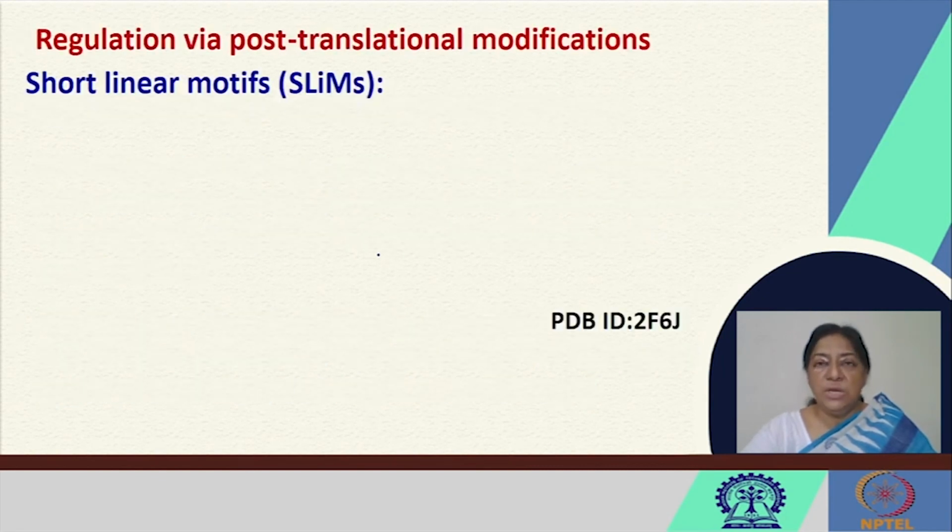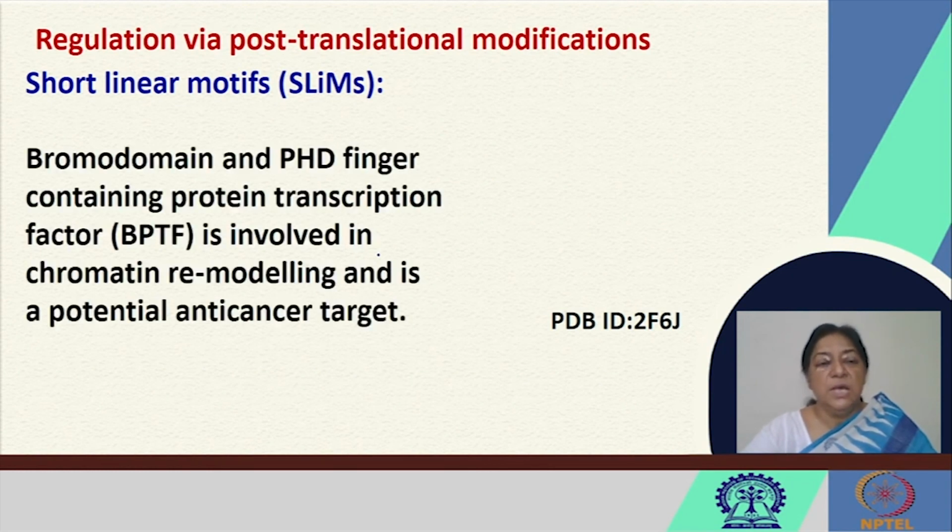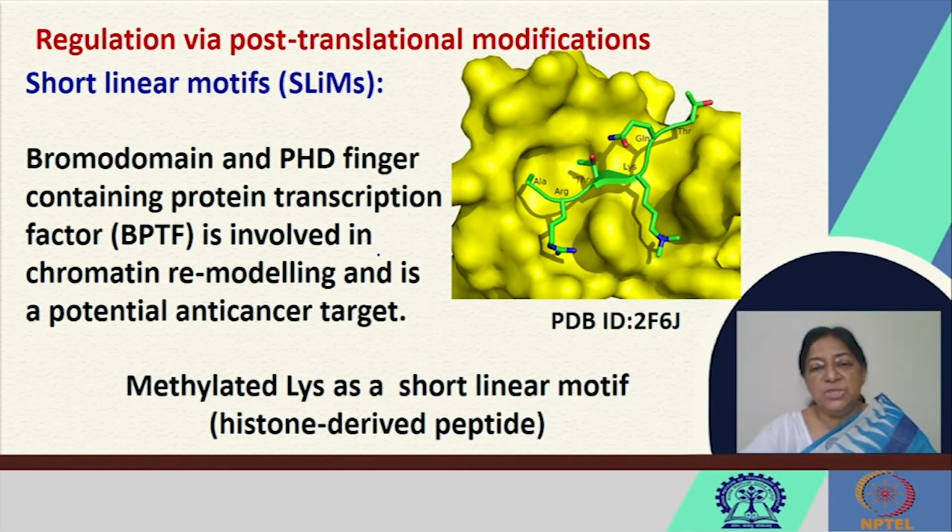If we look at the short linear motifs for a specific type of protein, in this case, the bromo domain and the PHD finger containing transcription factor, BPTF, this is involved in chromatin remodeling and is therefore a potential anti-cancer target. In this case, a short linear motif binds to the BPTF binding site, and this is a methylated lysine that is the SLiM, a histone derived peptide.